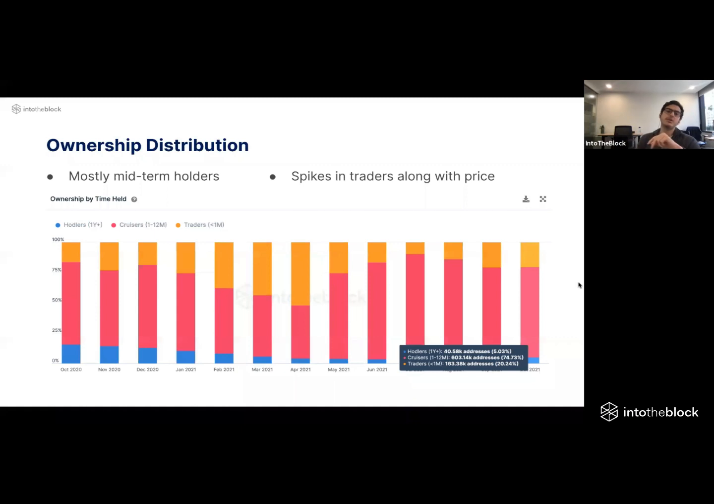In terms of ownership, one of the key metrics that we look at Into the Block is a distribution based on the amount of time that these addresses have been holding. And so we classify these as hodlers, which are the addresses that have been holding for over a year, cruisers, which have been holding between 1 to 12 months, so these are the more midterm holders, and traders, which have been holding for less than 30 days. We've observed that, for instance, here in April, when Algo's price, I think, tripled, we saw a large increase in the distribution going to traders. But so far, it remains mostly among that midterm segment.